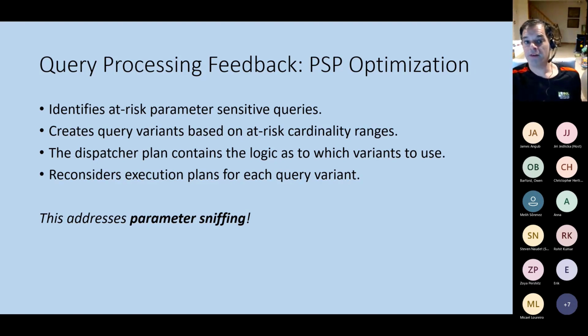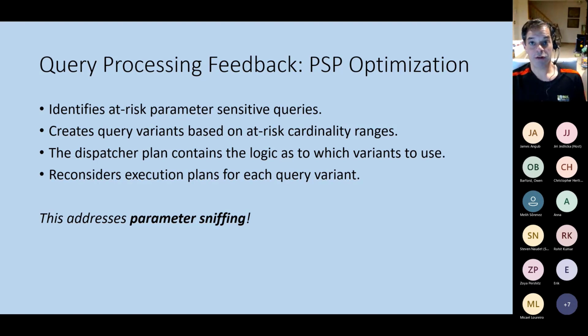If SQL Server can identify that as an at-risk parameter, a sensitive query, it will actually create query variants. So what it's going to do is say, all right, let's create 3 ranges here. Range 1 is 0 to 20. Range 2 is 21 to 100. And range 3 is 101 and greater. And it's going to make a separate plan for each of those cardinality ranges. And this is before the query executes, so before you're at runtime. It's after you've hit F5, but before you're actually getting results back.